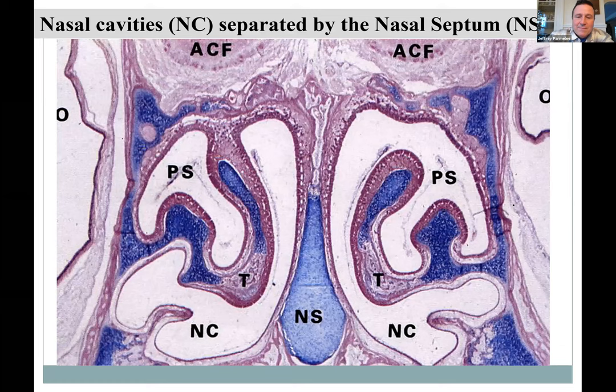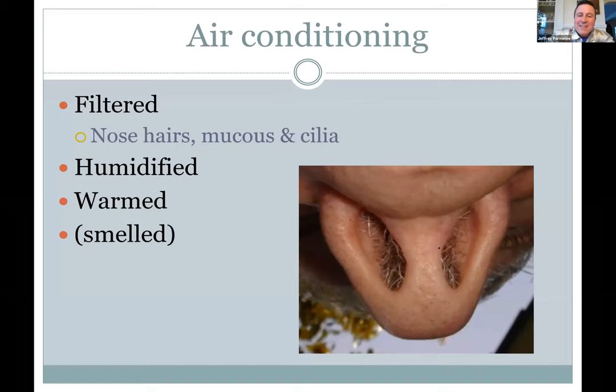Beautiful histology. Here's the nasal septum, the wall in the middle. You can see some conchae. It's healthier to breathe through your nose because the air is going to be more filtered than through your mouth. But you've all been there, gasping, and you're going to breathe through your mouth, especially if you're running in the frigid cold. It's good to warm that air in your nose before it hits those lungs.